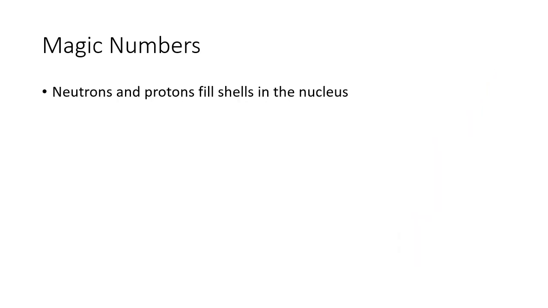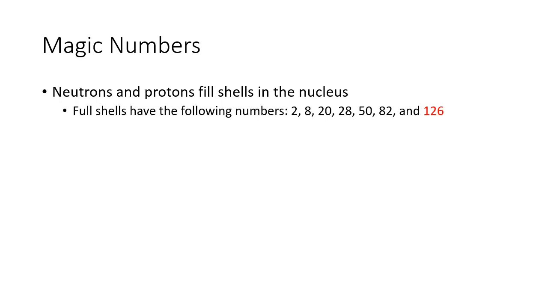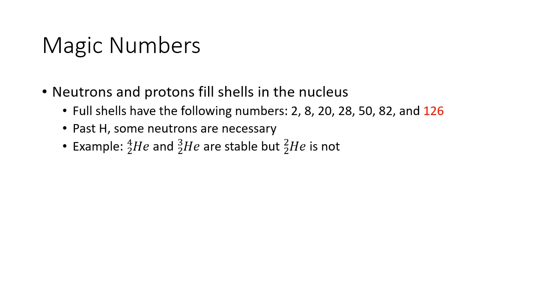There are some other trends to what makes an isotope stable. Protons and neutrons fill shells in the nucleus. That's right, we have shells for electrons, but we also have them in the nucleus for protons and neutrons. Full shells contain 2, 8, 20, 28, 50, 82, or 126 protons and neutrons. Past hydrogen, we need some neutrons to have a stable element. So for example, helium-3 and helium-4 are stable isotopes with 1 and 2 neutrons respectively, but helium-2 is unstable and has 0 neutrons.